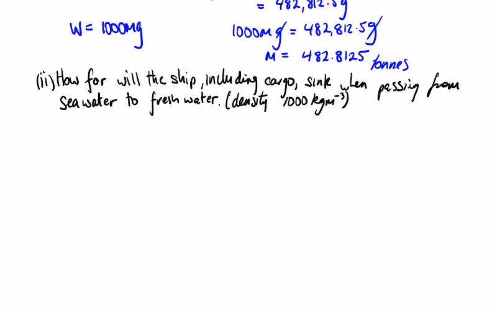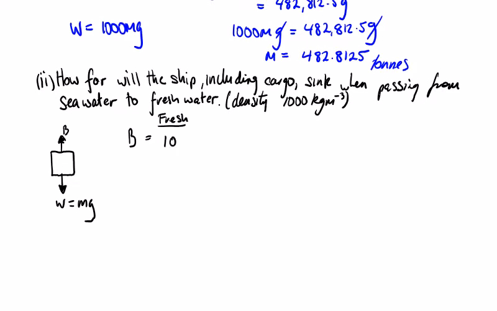Part 2 of this question asks, how far will the ship including cargo sink when passing from seawater to fresh water? So we have to resolve these forces, the buoyancy and the weight, which is equal to mg. So let's look at buoyancy in fresh water. Let's look at the fresh first.